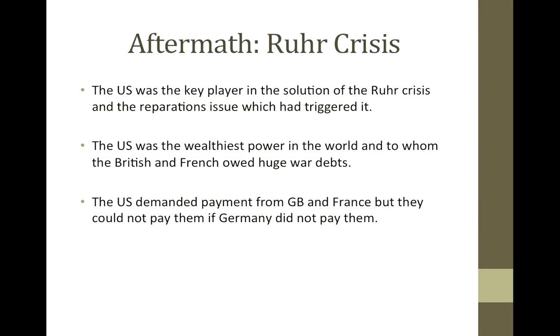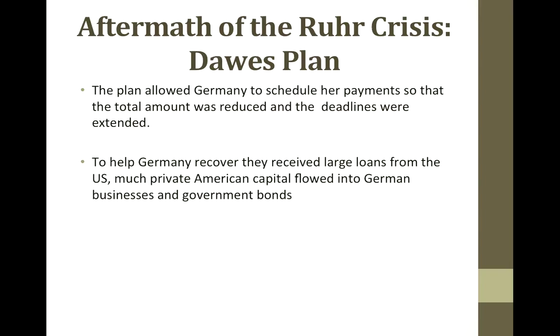One of the main things we see with the aftermath of the Ruhr is the fact that the U.S. was a key player, all right, and the reparations issue had triggered U.S. involvement because the Allies owed money to the U.S., talking about Great Britain and France, and they were expecting their reparation payments from Germany. So the U.S. was the wealthiest power in the world, and they wanted the reparation payments. All right, so that's what we had, the whole Dawes Plan that was set up, and it allowed Germany to schedule her payments so that the total amount was reduced and the deadlines were extended.